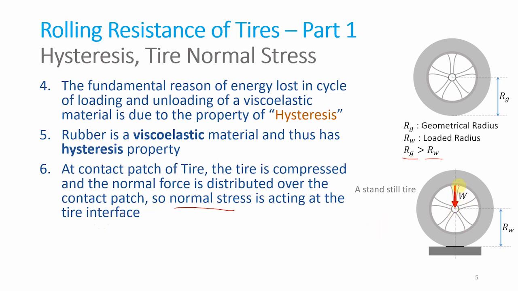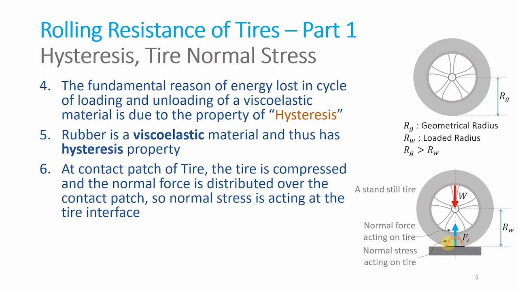So as I have mentioned, the weight W is acting, that's why the tire is deflected and the Rg has reduced to Rw. Now there is a normal force acting on the tire and its magnitude is equal to W. So Fz should exactly match W in a static equilibrium condition. Now the Fz is the contribution of stresses starting from one end of the contact patch to the other end of the contact patch.